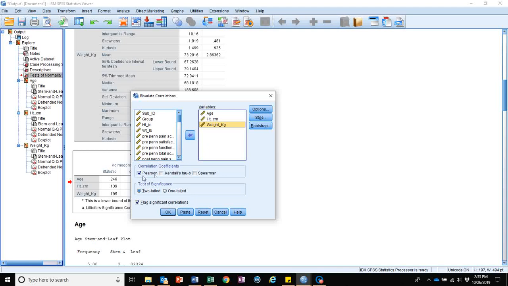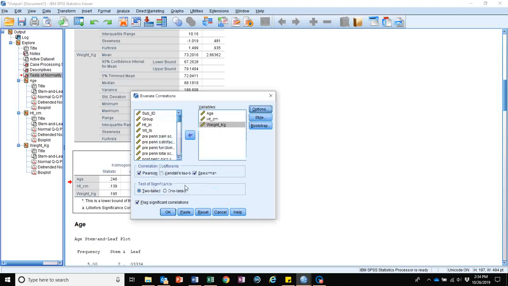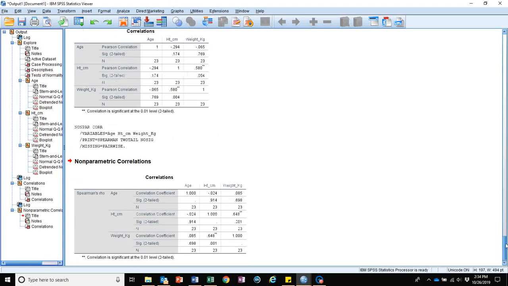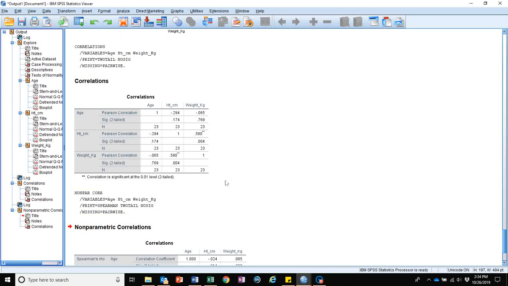A Pearson is a parametric analysis. Spearman is a non-parametric analysis. It's that easy to do a parametric or non-parametric analysis. We can look at options, which can provide means and standard deviations. There are lots of ways to get that information if you would like it, but it's not necessary for this assignment. Then you hit OK, and voila, there's your non-parametric analysis and there's your parametric analysis.